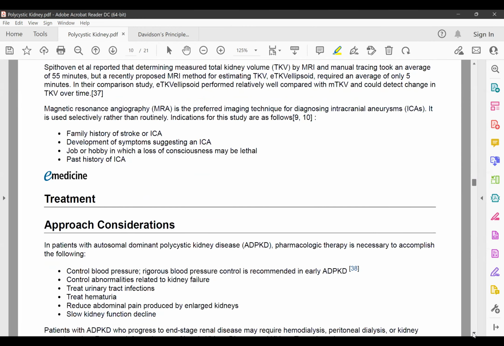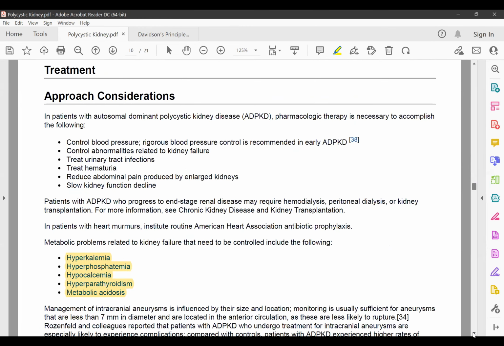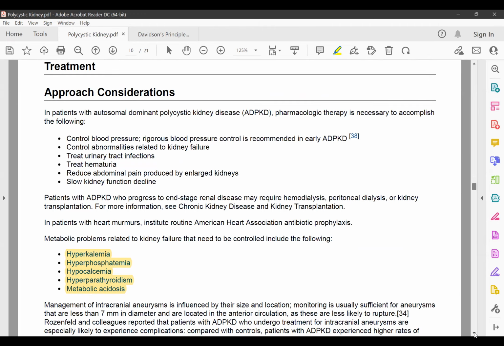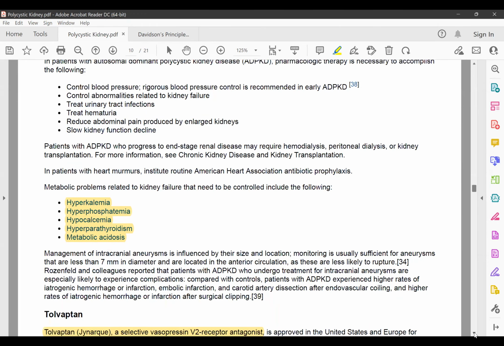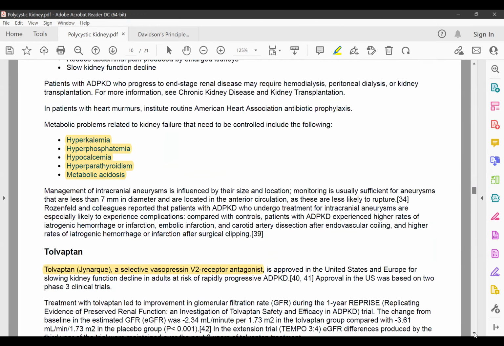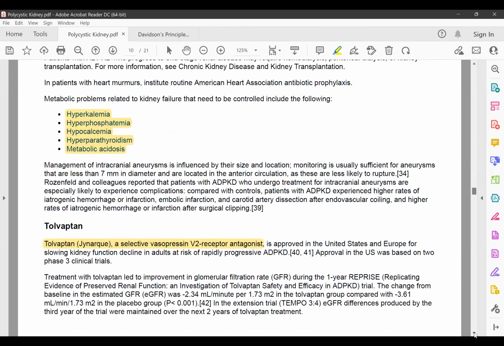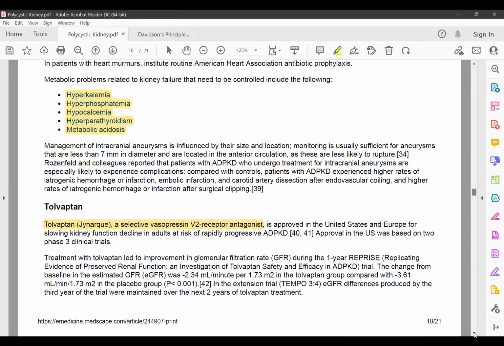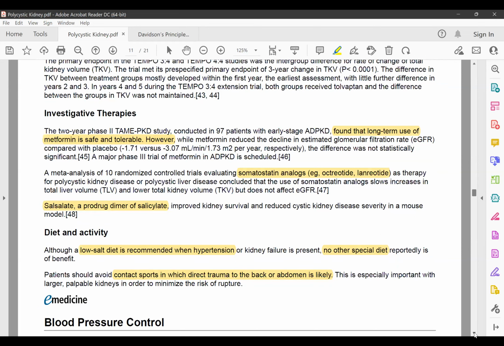Considerations: you treat hyperkalemia, hyperphosphatemia, hypokalemia. Hyperparathyroidism and metabolic acidosis are the complications. Of course, manage the blood pressure. Tolvaptan is a selective vasopressin V2 receptor antagonist, and it is approved for treatment of adult polycystic disease. There are other investigative therapies also going on.